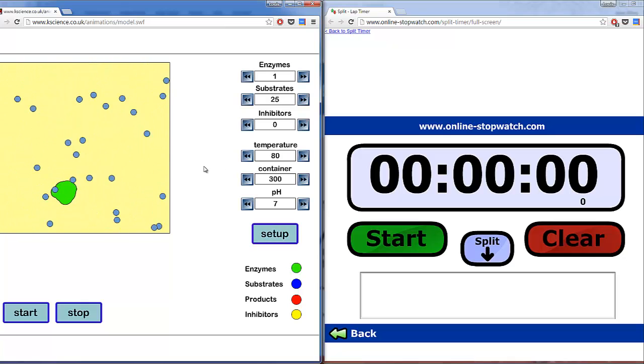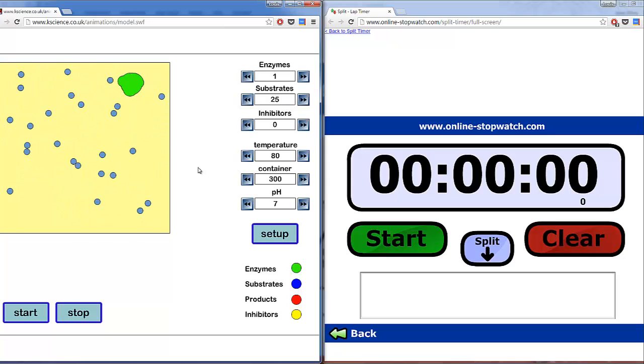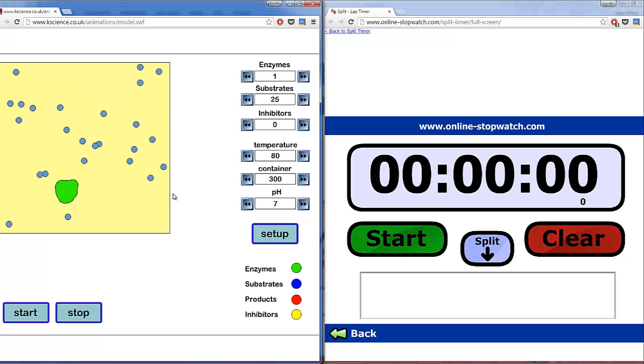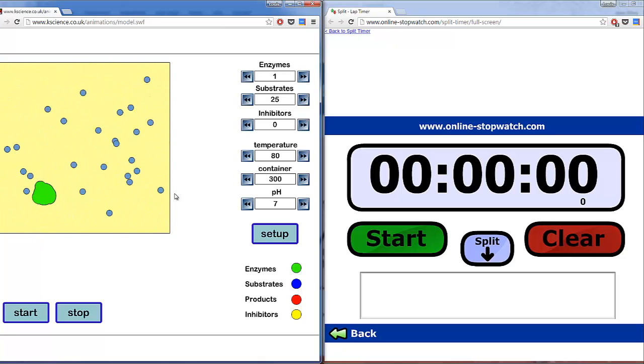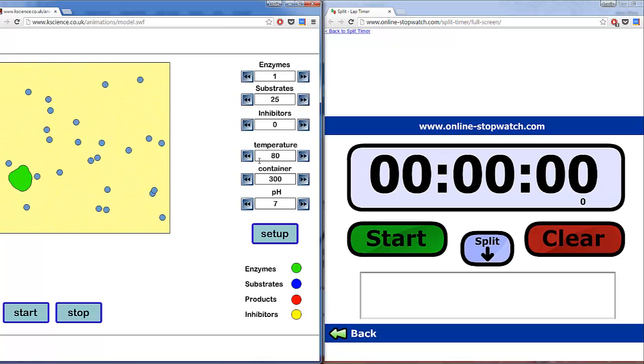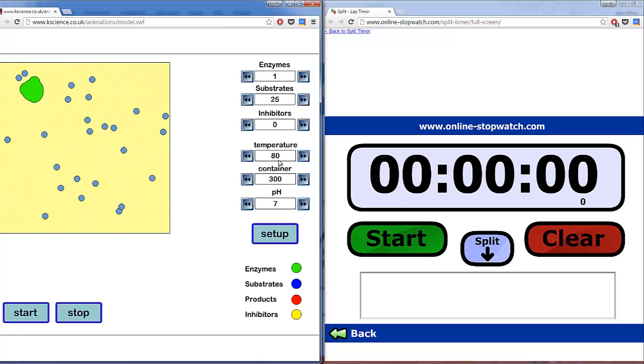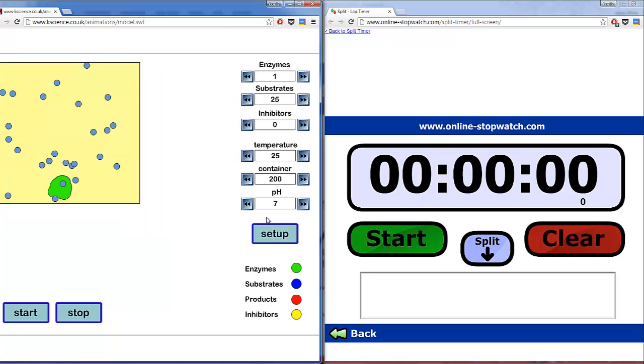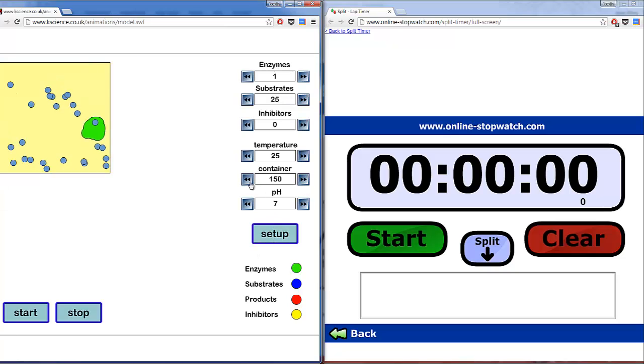But it doesn't mean that the time you need would also be shorter if they move faster. So think about that. How would you describe the reaction when the temperature is changed from 10 to 80 here?